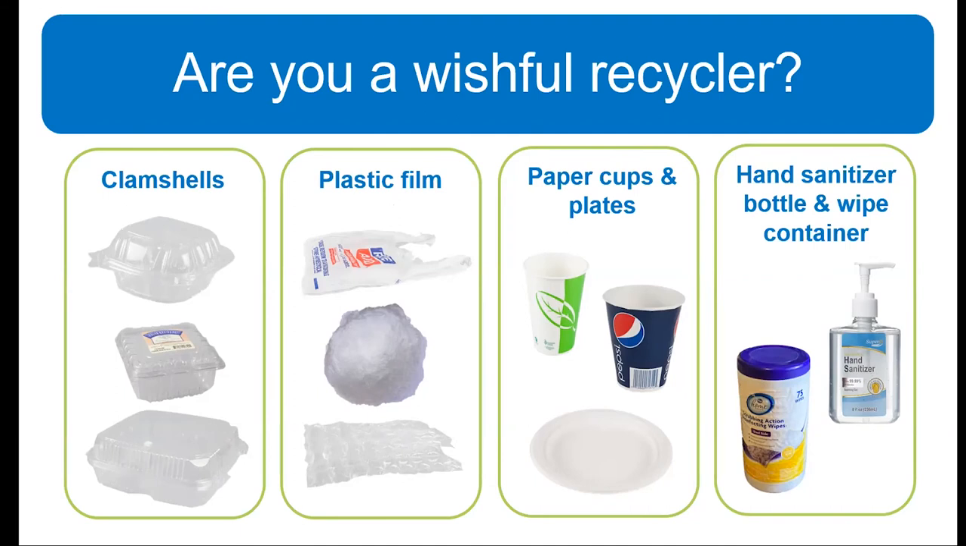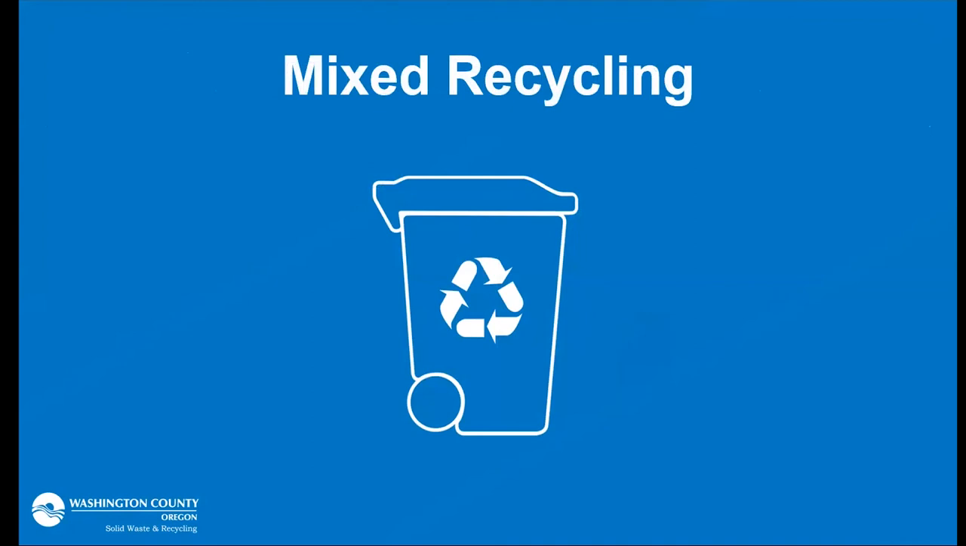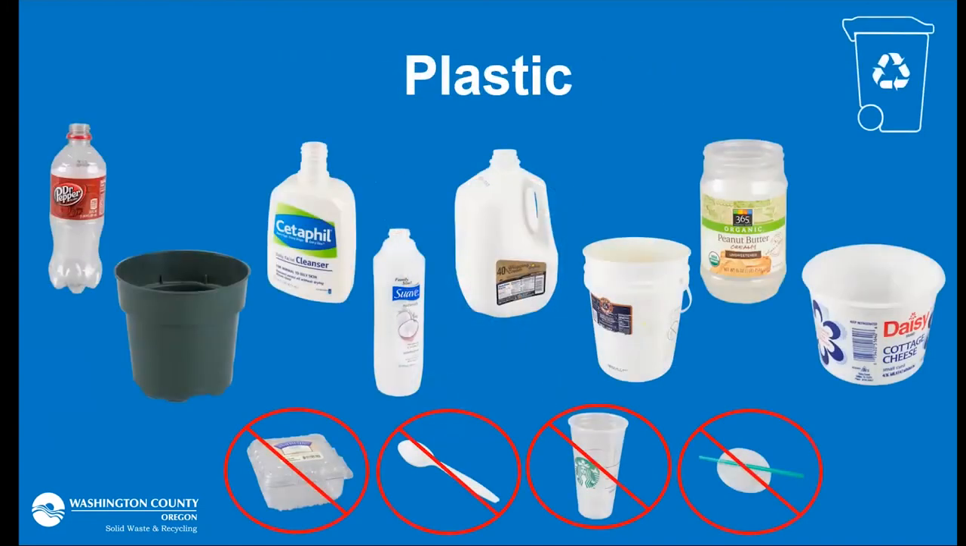All right. So now for the real reason everyone came to the presentation, we'll review what is and is not accepted in the mixed recycling. As a quick overview, plastic, paper, and metal goes in the mixed recycling bin, and glass should always go in a separate bin. So we're gonna start with plastic. In the Portland metro area, for plastic, we recycle based on the shape of an item, not the number on the item. That number isn't really meant for the consumer, it's meant for the end recipient, the company that will recycle it into a new product.